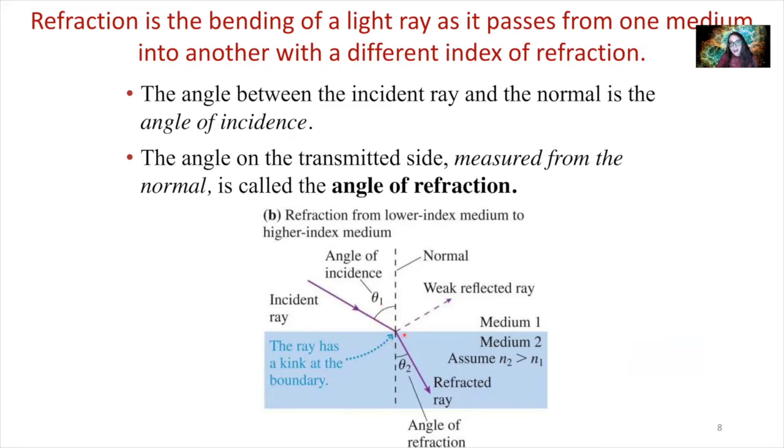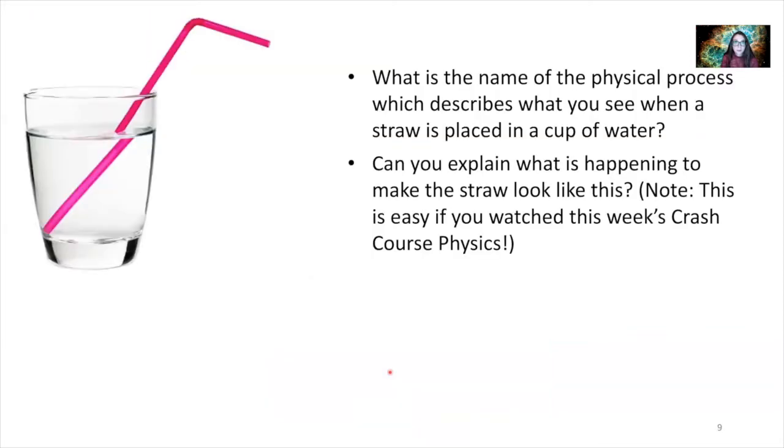And then that ray gets bent when it passes into another medium with a different index of refraction. And then we call the angle of refraction, this angle here, the angle between the normal and our refracted ray in the second material. So we care about the angles with respect to that normal line, that line that's perpendicular to the interface between our two mediums.